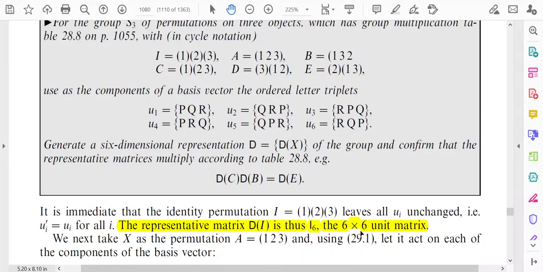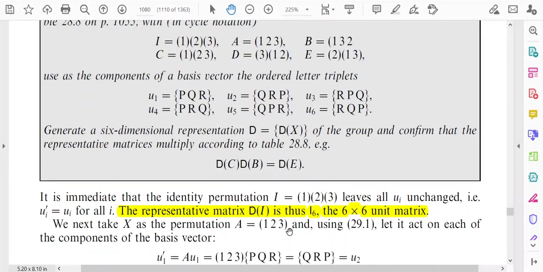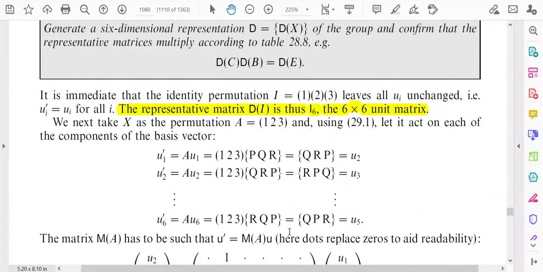So I6 will be a 6 by 6 unit matrix, where the diagonal elements will be 1 and all other elements will be 0. So determination of Di is very easy. That is, the first step is very easy, and the next step is important, because in this step you will clearly understand how we will determine the representative matrix.